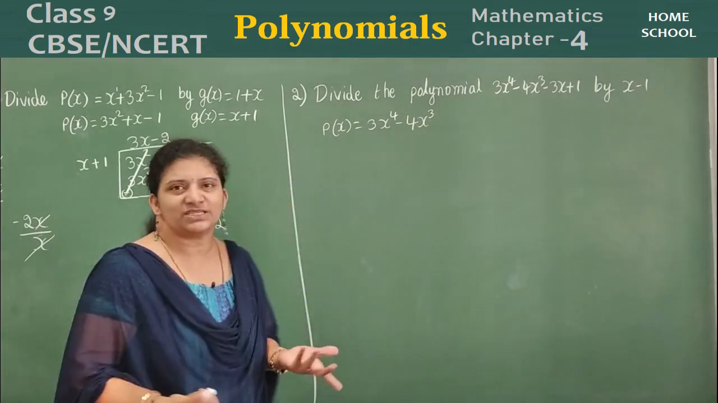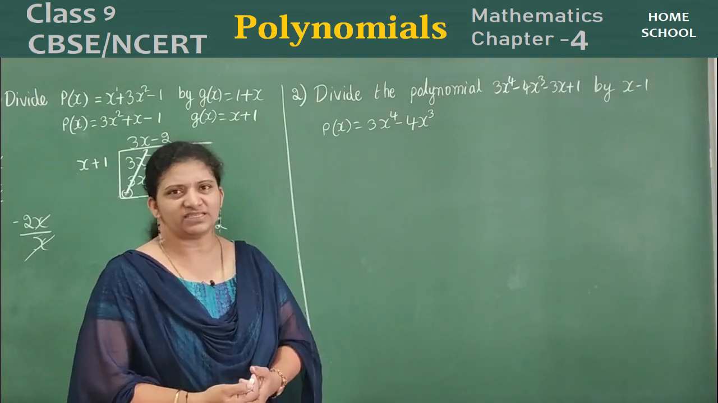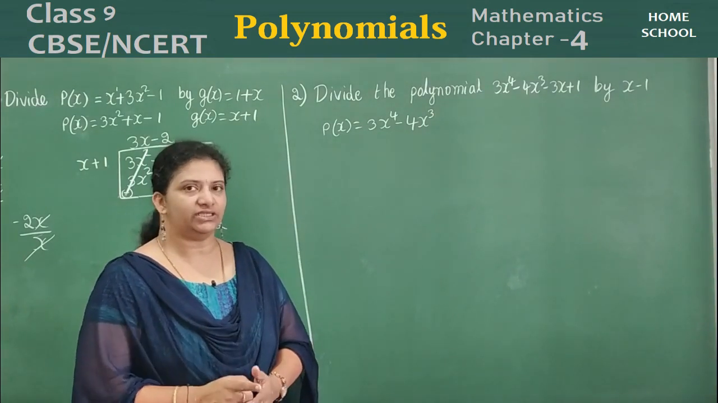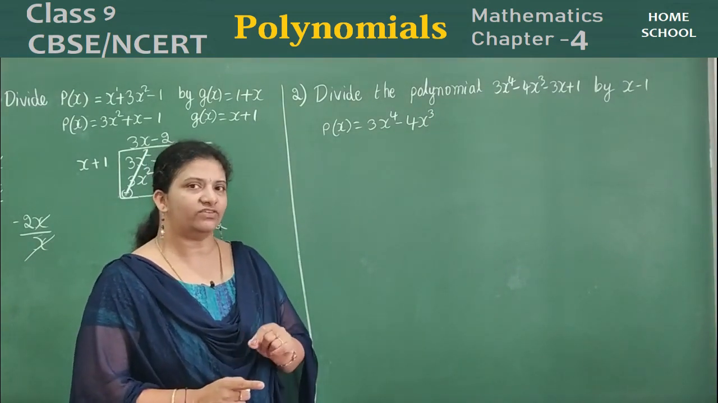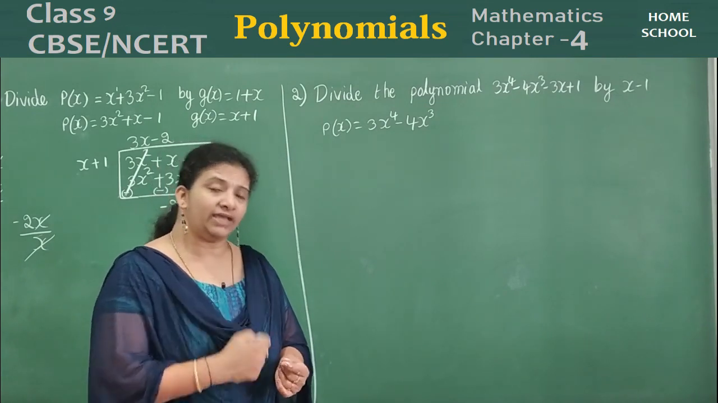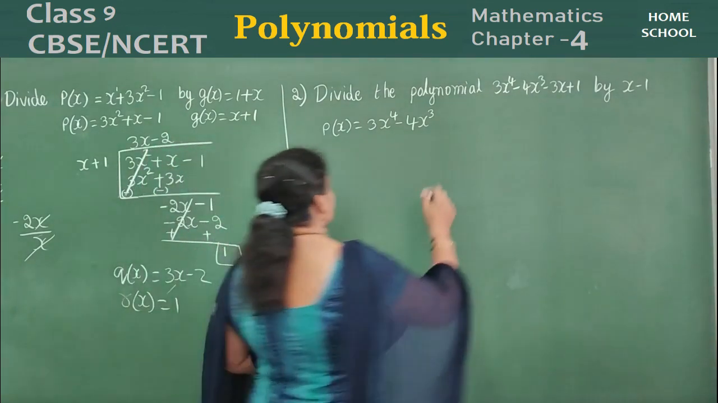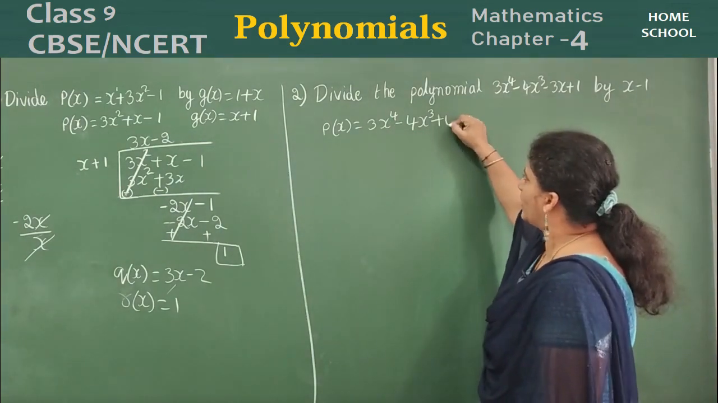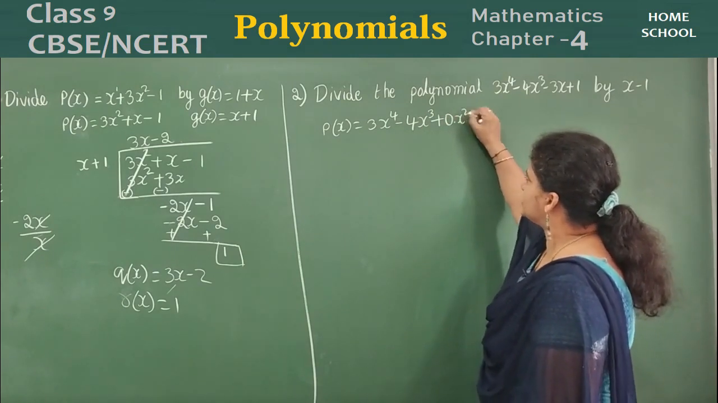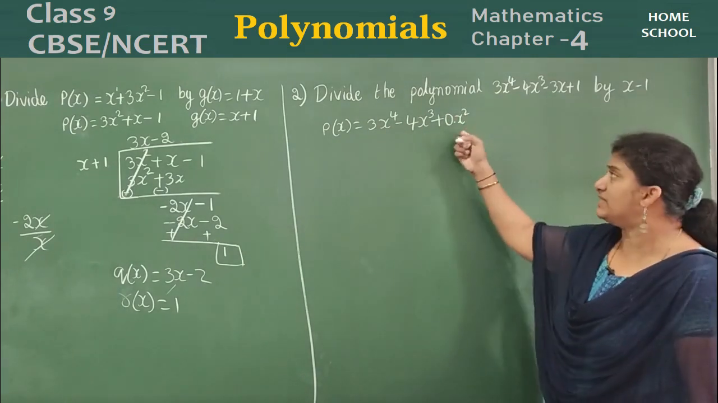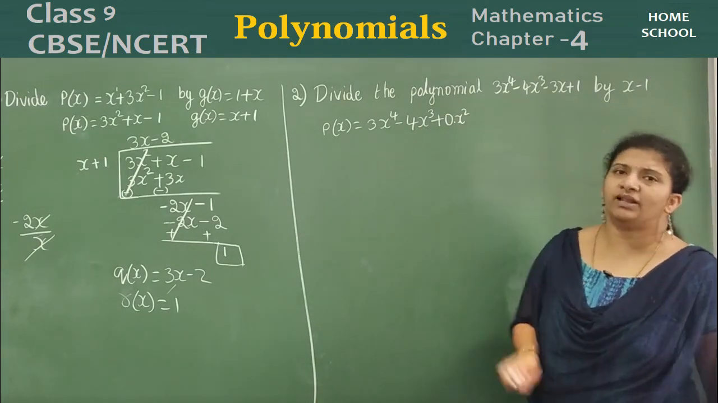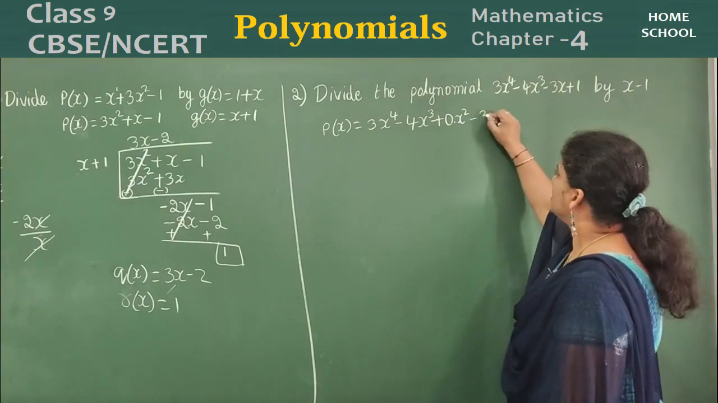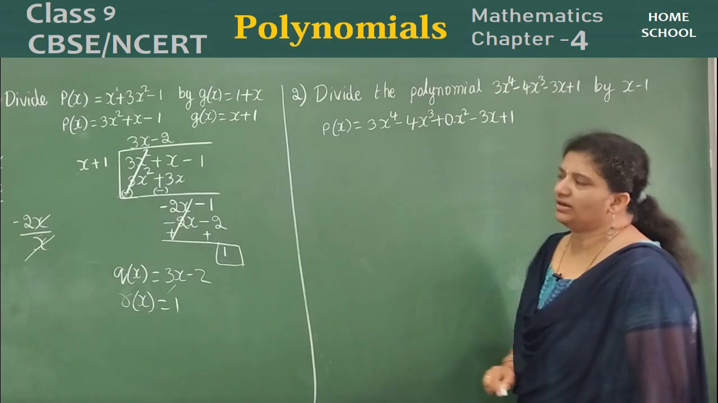Oh, where is x square? x square is missing. Can you see x square? Not there. So how can we do? In division, don't neglect any term which is missed. You need to take that also. How can you take that? So look here, x power 4, x cube there. So what is missing? x square. 0 into x square. When you are doing division, compulsorily you need to take it. 0 into anything will be 0. So 0 into x square minus 3x plus 1.